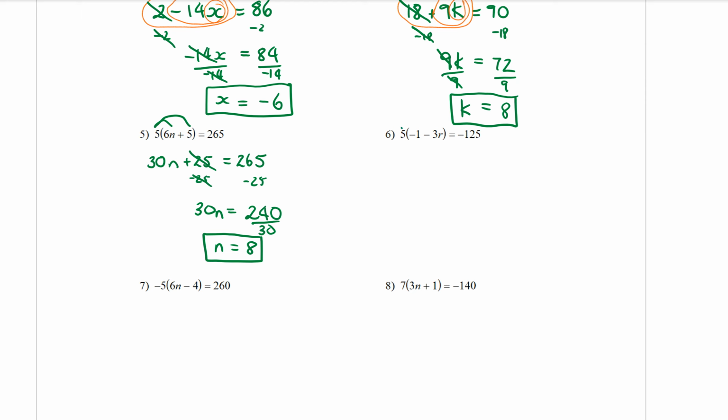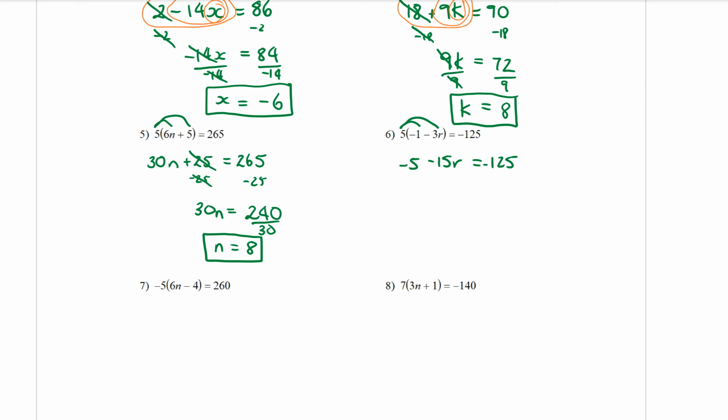5 times negative 1. Negative 5. 5 times negative 3r. Negative 15r. Yes. Okay, brackets are done. That's equal to minus 125. Then, what should I do next?